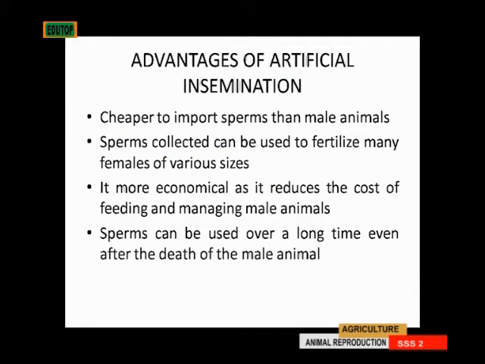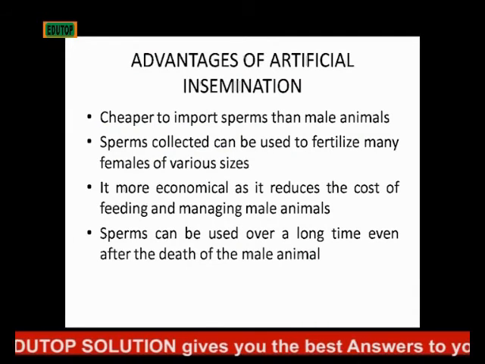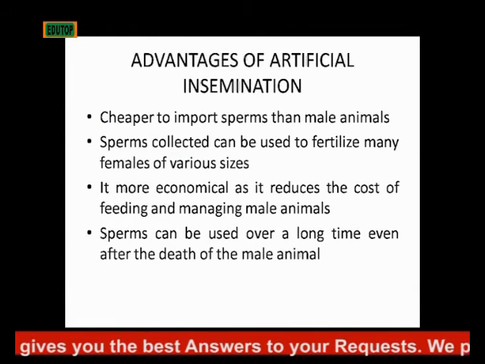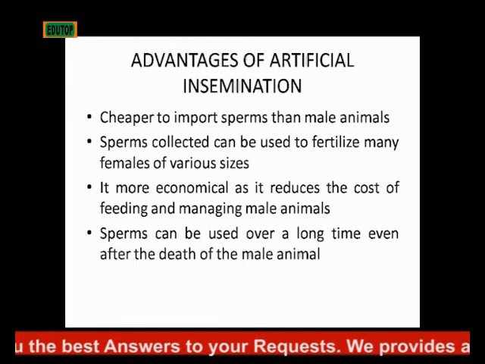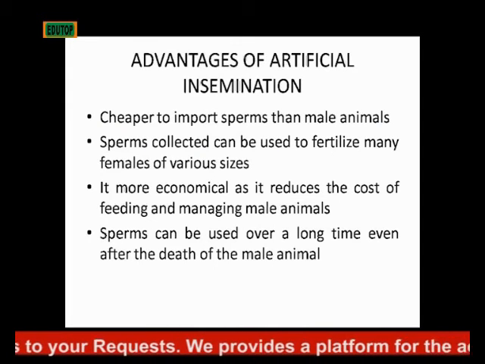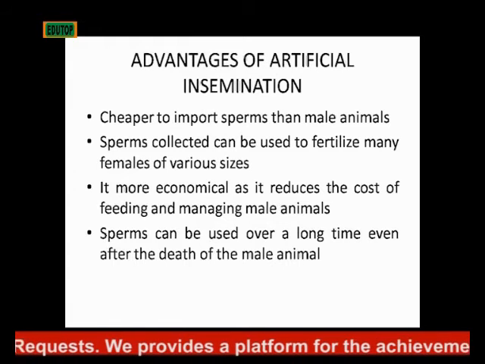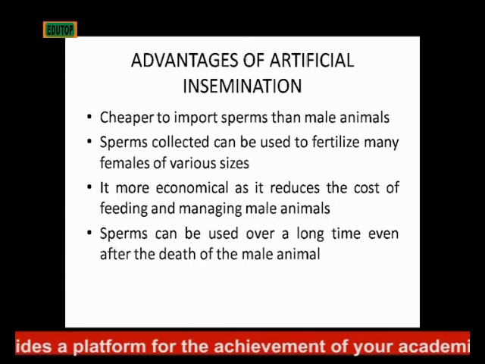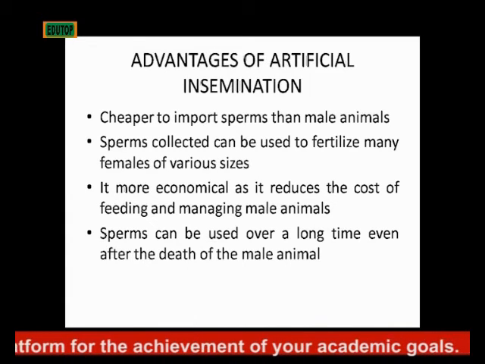What advantages does this artificial insemination have? Number one, it is cheaper to import sperms or semen of the animal than importing the male animals themselves. You know, you just put the semen in a container, that's all, rather than bringing the whole male animal. Then sperms collected can be used to fertilize many females of various sizes. So that's another advantage. You can bring sperm and fertilize a lot of females.